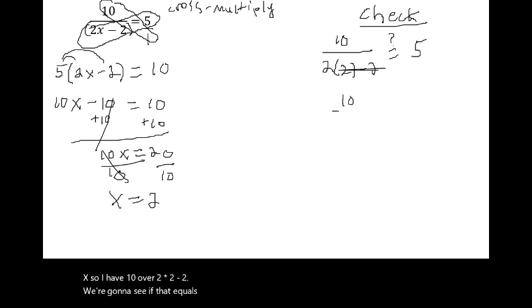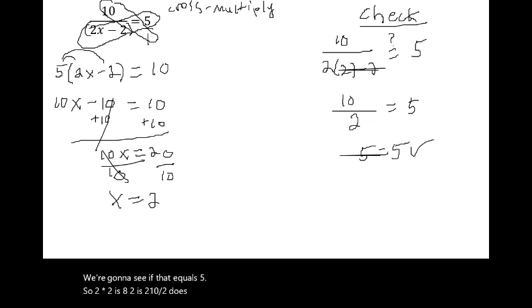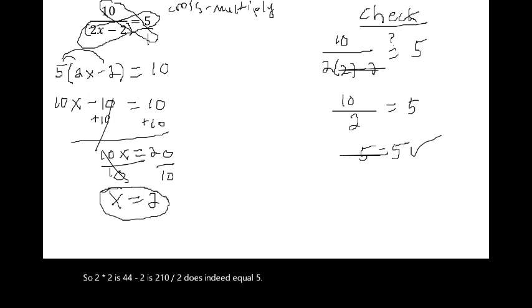So 2 times 2 is 4. 4 minus 2 is 2. 10 divided by 2 does indeed equal 5. So because we got the same number on both sides of the equal sign, that means x equals 2 is our final answer, and we get to circle it.